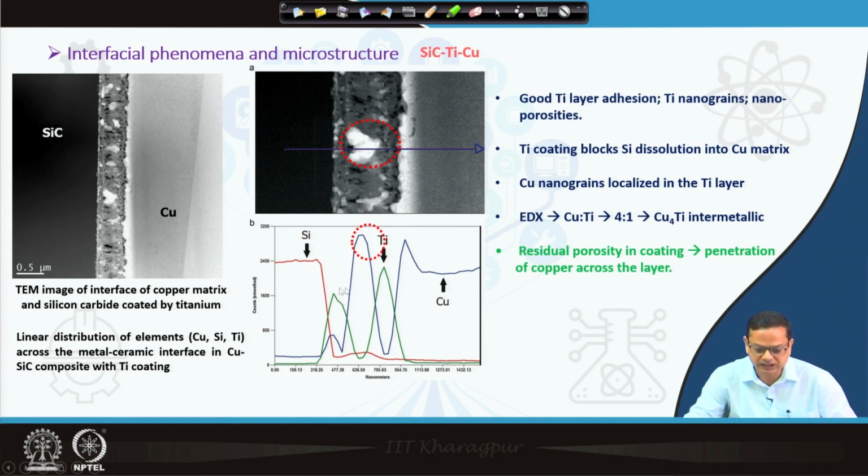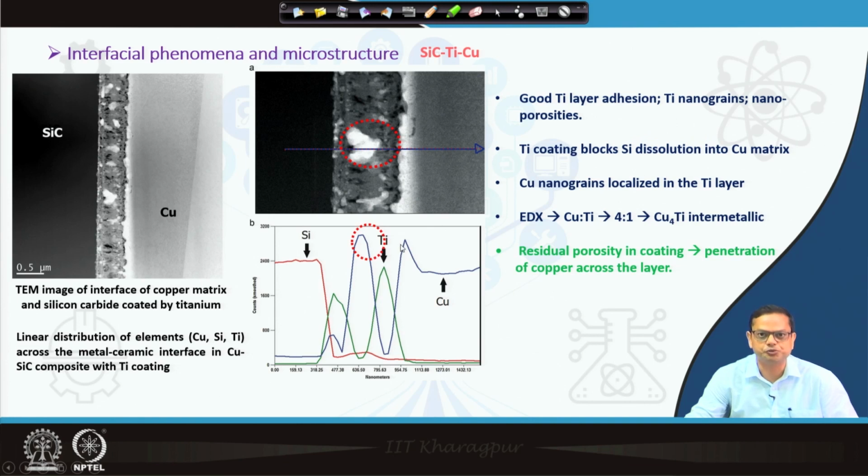So, across the layer, you see there is no silicon dissolution, but there is quite a good amount of copper dissolution in the titanium layer. However, at the end, on the SiC side or the copper side, there is no dissolution of silicon or copper. Okay. So, the dissolution of silicon can be restricted by titanium coating. However, you see there is porosity and there is some kind of intermetallic formation as well at the interface.